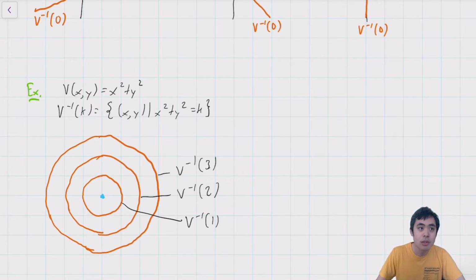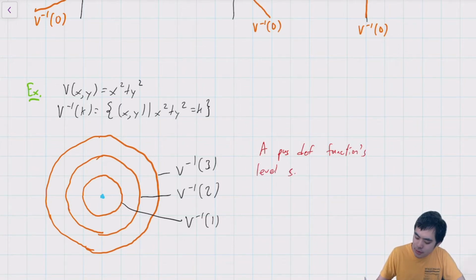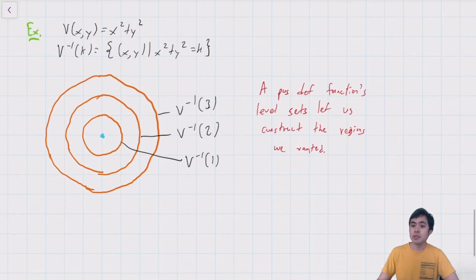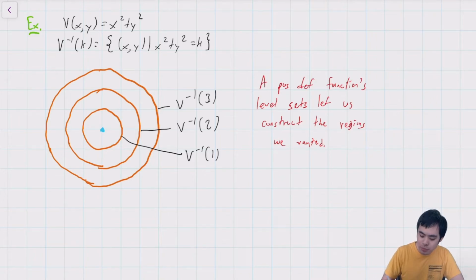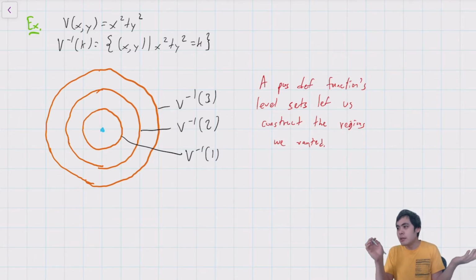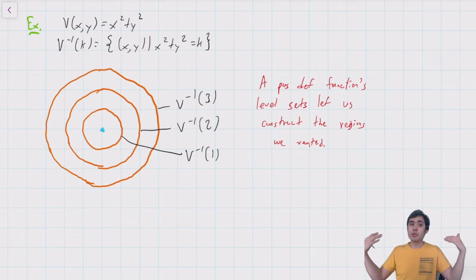And of course, the key here is that for a positive definite function, level sets let us construct the regions we wanted. Now, what we have to do is show that the vector field always points inward along these level sets. That might seem a little bit difficult, but we do have the vector field already: x dot, y dot. So what we can do is look at the vector field along the level set, and what we always want is for it to point inward.